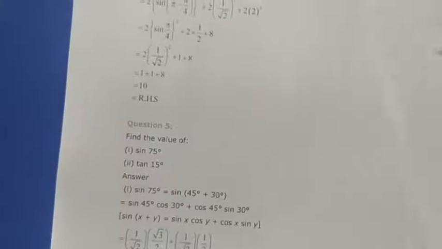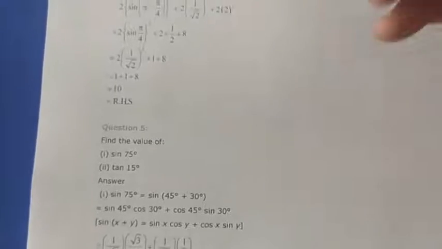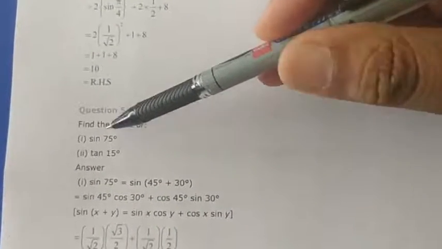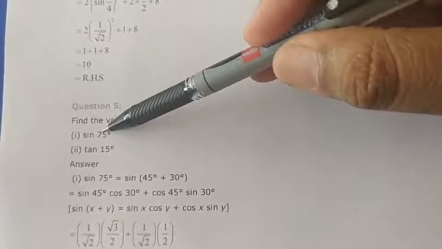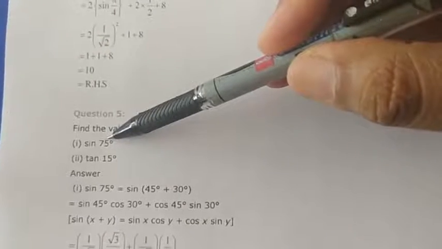Similarly, you will solve question numbers 1, 2, 3 and 4, right? You will put the values directly. Now see question number 5. In question number 5, you have to find sin 75. You don't know the value of sin 75, so you will bifurcate 75 as 45 plus 30, because you know the 45 and 30 values in sin, cos and tan.